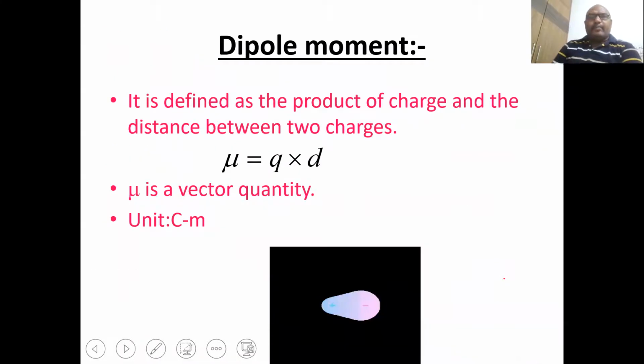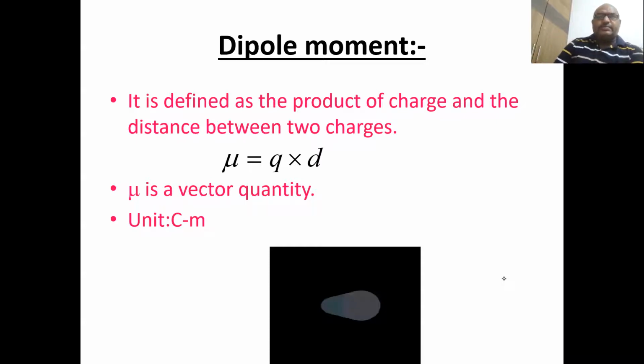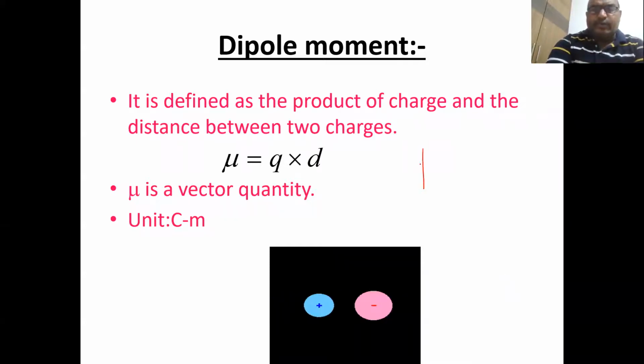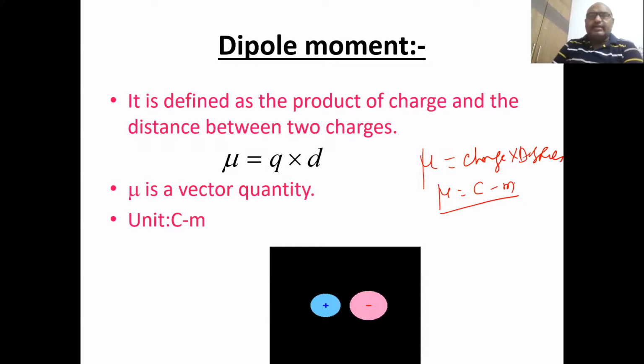So what is the dipole moment? The dipole moment is the product of charge and the distance between the two charges. So mu is equal to charge into distance. Charge is measured in coulombs and distance in meters. The dipole moment unit is coulomb meter. It is a vector quantity.